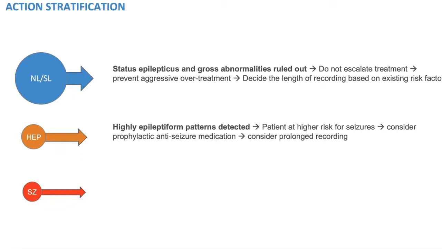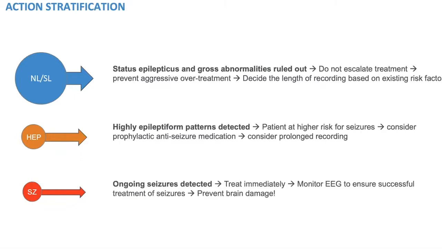And of course, for patients who have seizures on their EEGs, reading the Ceribell as such will basically stratify the action towards being aggressive in your treatment and making sure that you use the Ceribell recording to verify that you stop the seizure. So I urge every one of you to think about these 3 ways that you will be reading EEG. Either it is normal or slow, or highly epileptiform patterns, or it is seizure.